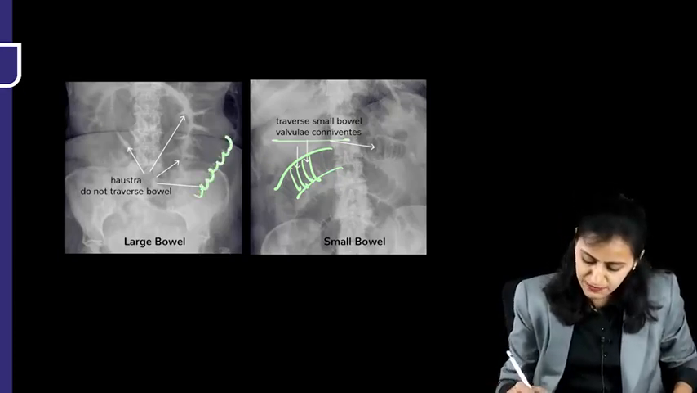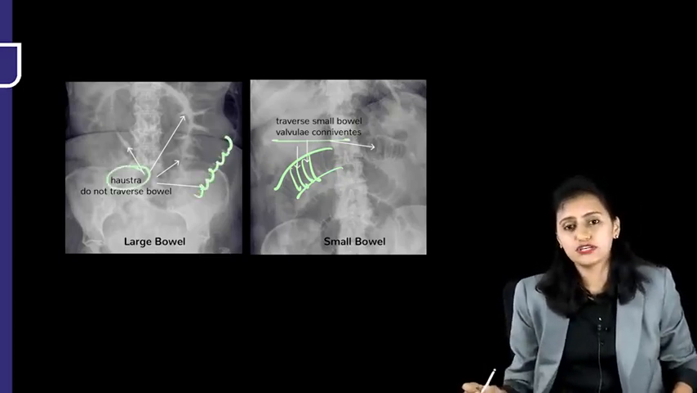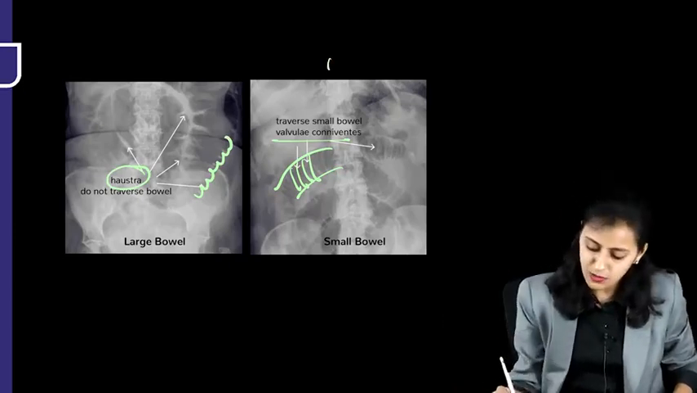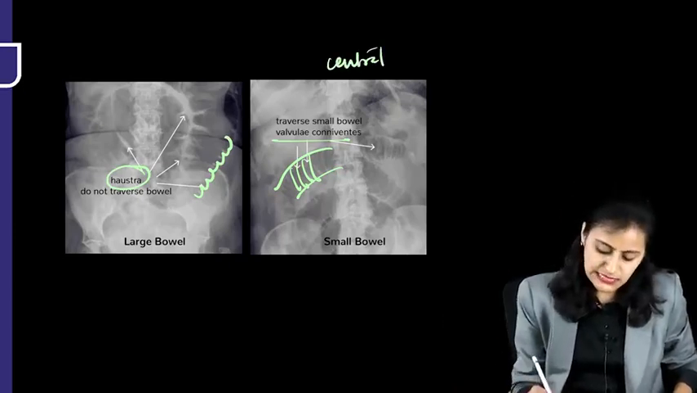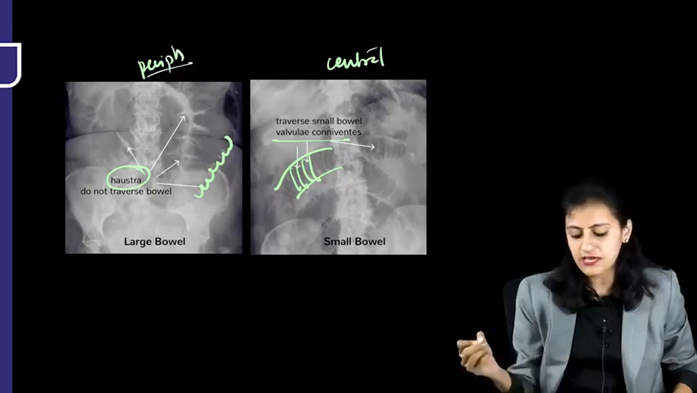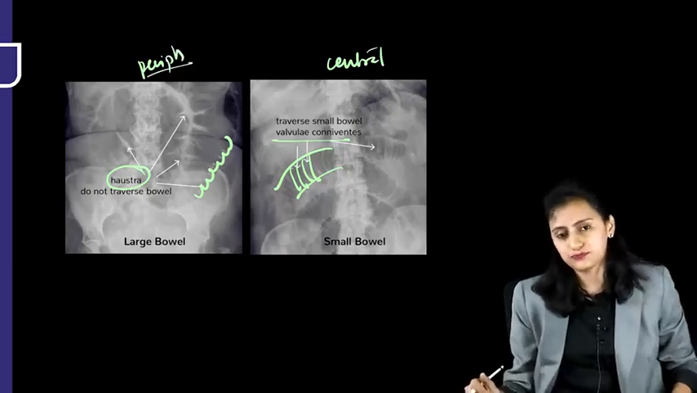Large bowel has incomplete projections, which are called haustrations. Small bowel is more in the center of the abdomen. Large bowel is in the periphery of the abdomen. This is how we differentiate the two.